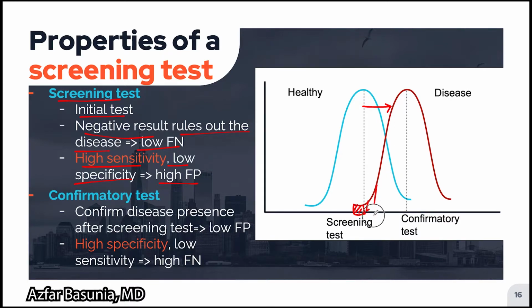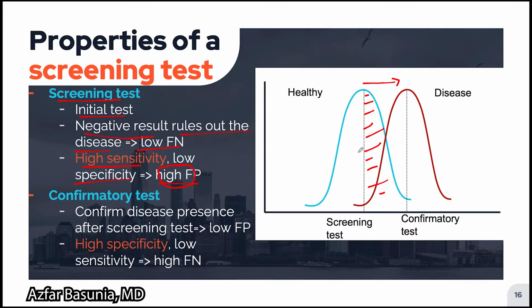So all of this area represents a true positive rate, which for a screening test should be high. Conversely, the false positive rate is given by the healthy patients who falsely test positive for the test results. If the screening test threshold is here, all of these healthy patients will be testing positive. This means that the screening test has a high false positive rate.